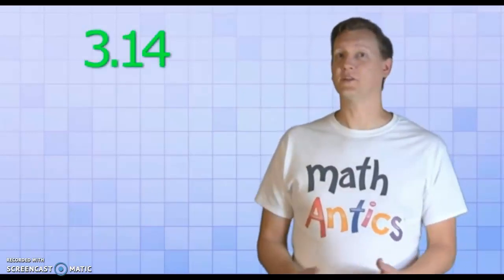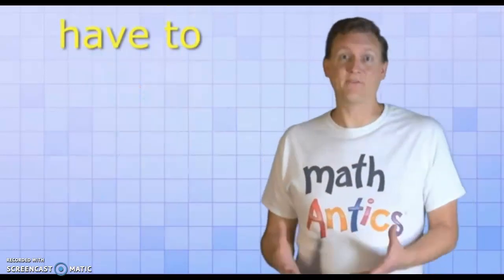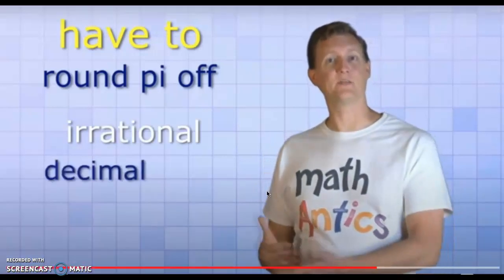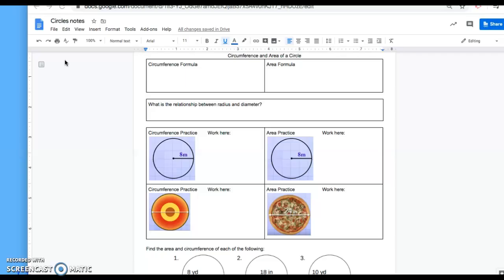Well, okay, pi is a little more complicated than that. 3.14 is really just pi rounded off to 2 decimal places. And we actually have to round pi off because it's a type of number that's called irrational. An irrational number has decimal digits that never end and never repeat. Sort of crash course in pi.